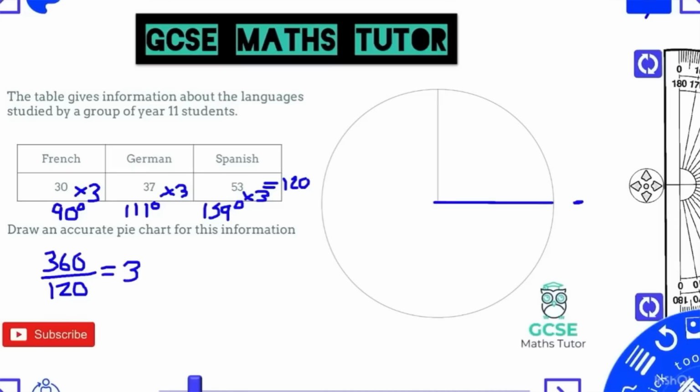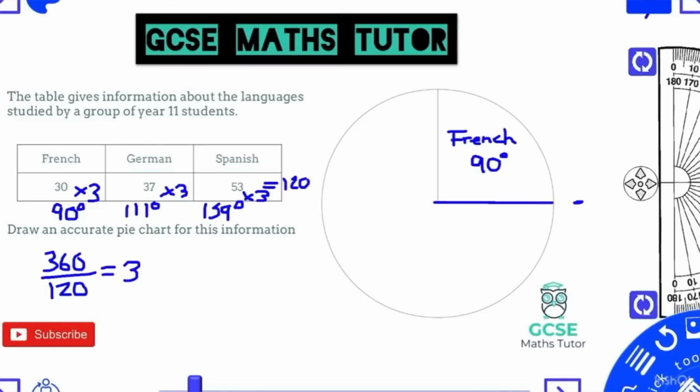But before you do, what I tend to do is label that section. So I'm just going to put French in there, and I'll also put the degrees in there, 90 degrees. You could also put the 30 in there as well, but just to keep it a little bit simpler on the screen, I'm going to leave it as French with the 90 degrees.